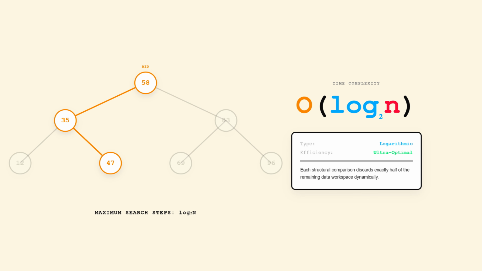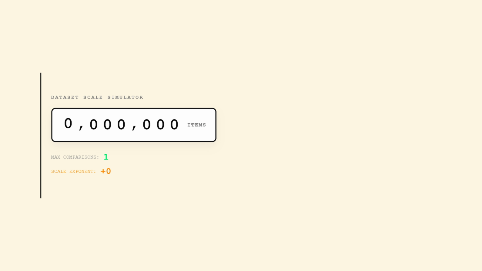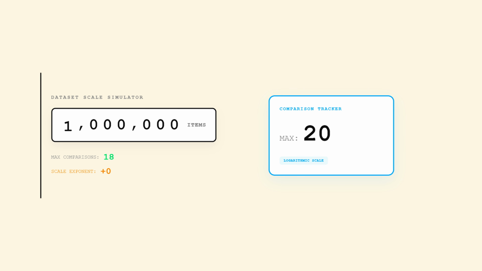To understand its real-world scale, searching through a dataset of 1 million items takes a maximum of only 20 comparisons. Remarkably, if we double that dataset to 2 million items, binary search only requires one single extra step to find the answer, proving its incredible scalability for modern, massive data systems.